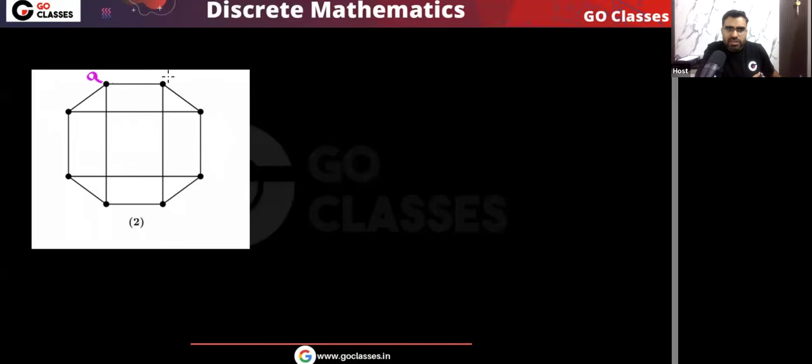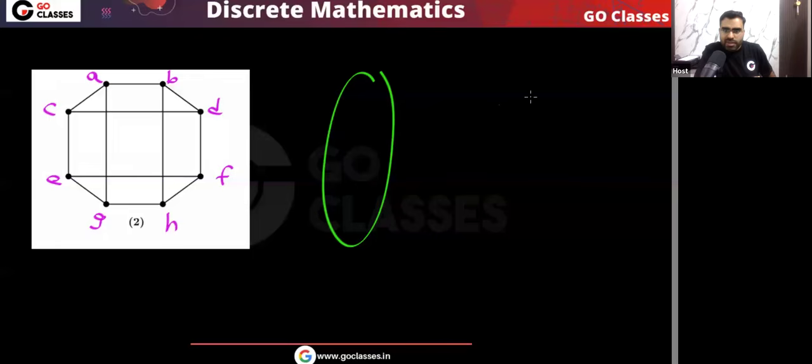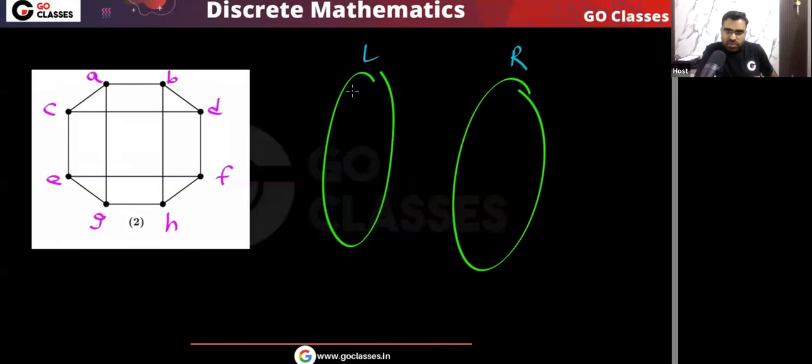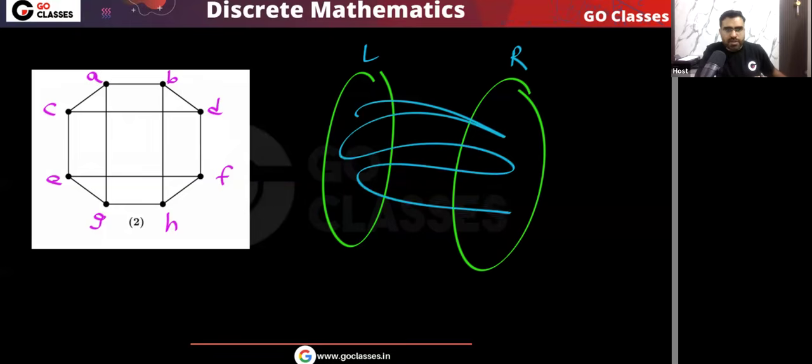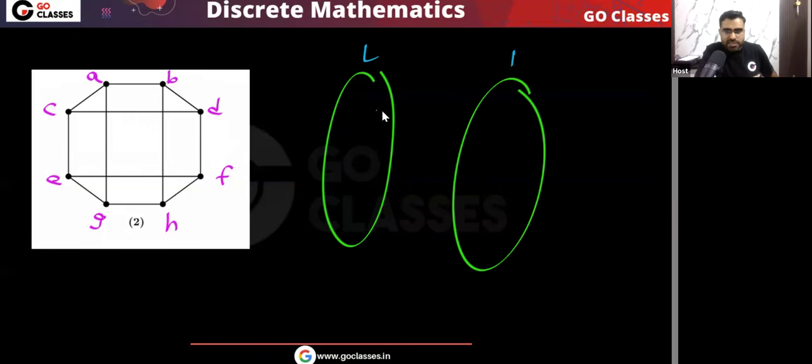Let me call these vertices, for example, A, B, C, D, E, F, G, H. Now let's try to create a bipartition. I will try to partition the vertices into two sets L, R, so that all these vertices will be non-adjacent. Basically, every edge will be between the two parts. If I can create this type of bipartition, then I can say that this graph is bipartite. Let me start with vertex A. Let me put vertex A here.